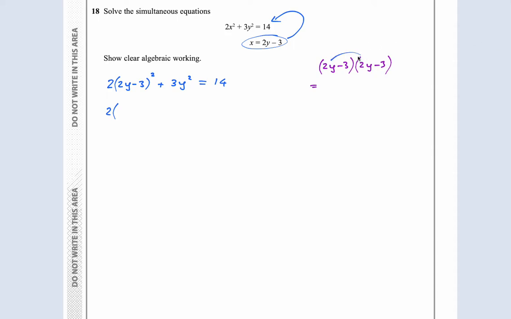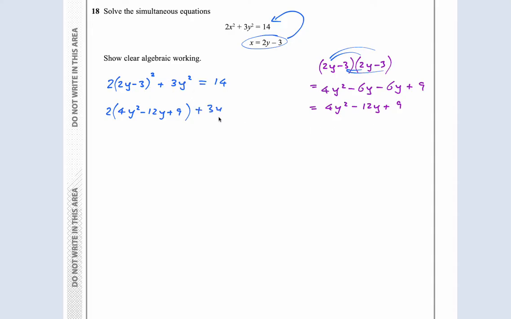You have to go this times this, this times this, this times this, this times this. And we get 2y times 2y is 4y squared. 2y times minus 3 is minus 6y. Minus 3 times 2y is minus 6y. And minus 3 times minus 3 is plus 9, giving me 4y squared minus 12y plus 9. I'm going to put that here. So it's 2 times this, 4y squared minus 12y plus 9. Do it at the side, guys, less likely to make a mistake.